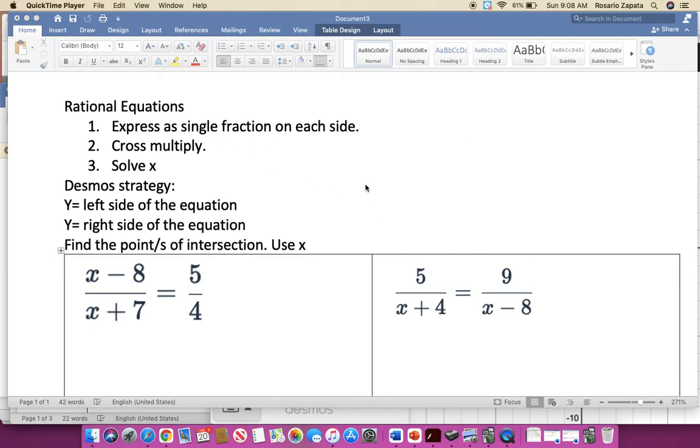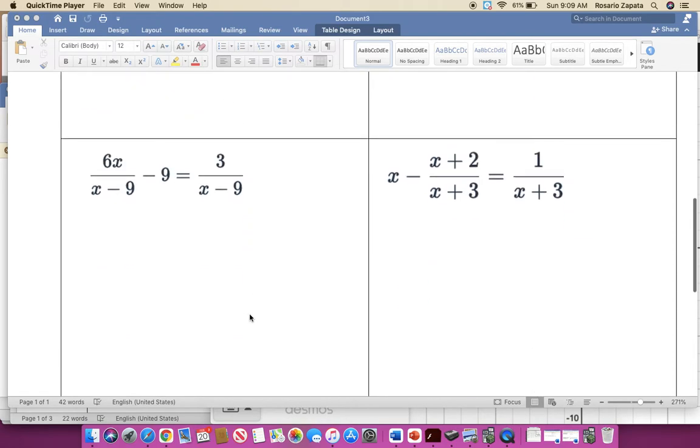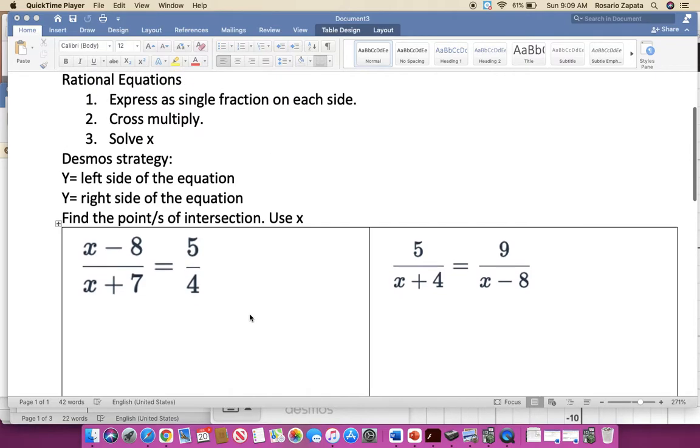So we will be solving rational equations, and these are the 3 steps on your screen. Now the thing about the rational equation is that each side of the equation must be a single fraction like this, but not this. And so we will proceed to number 2 now. In the first example, since both sides of the equation are a single fraction.